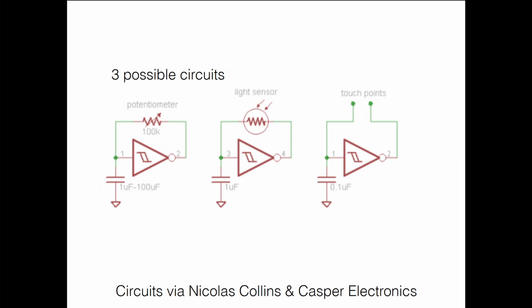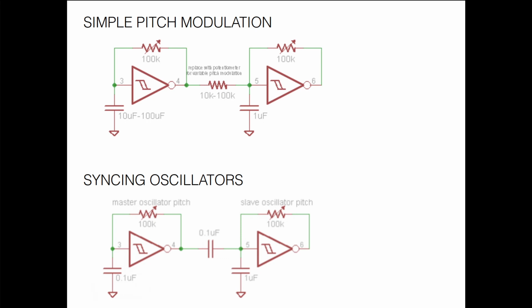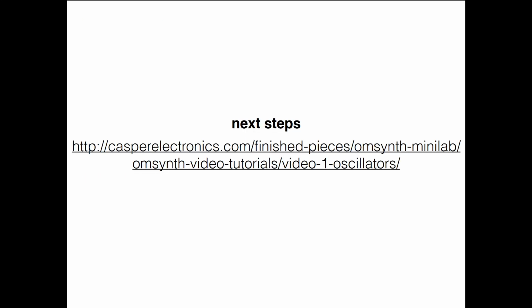Here are 3 possible configurations from Nicholas Collins and Casper Electronics. You can control the resistor with a pot, with a light dependent resistor, or even 2 points across your hand, because we learned that you have resistance and can store charge. Here's a simple pitch modulation. Here's what it looks like if you sync oscillators. For those of you interested in taking it further, I would encourage this second circuit in Tinkercad. So for the next steps, you can jump over, watch that video, and we're going to look at it now in Tinkercad.